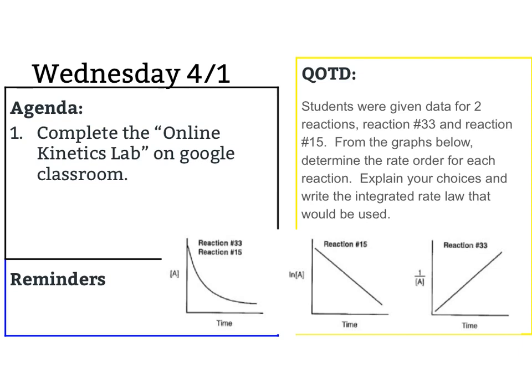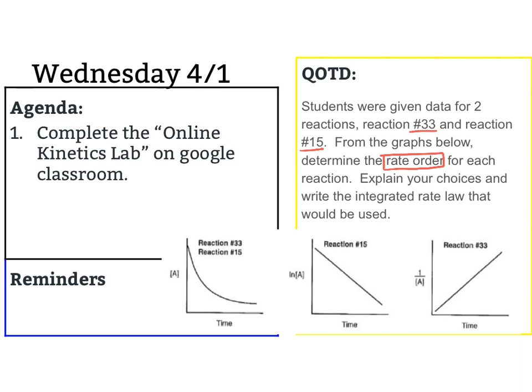In order to answer this question, we need to look carefully at our x and our y axis, so what each of the graphs are measuring. So students were given data for 2 reactions, which they're calling reaction number 33 and reaction number 15. So from the graphs below, we want to determine the rate order. So is it 0, first, or second? Explain your choices and then write the integrated rate law that would be used.